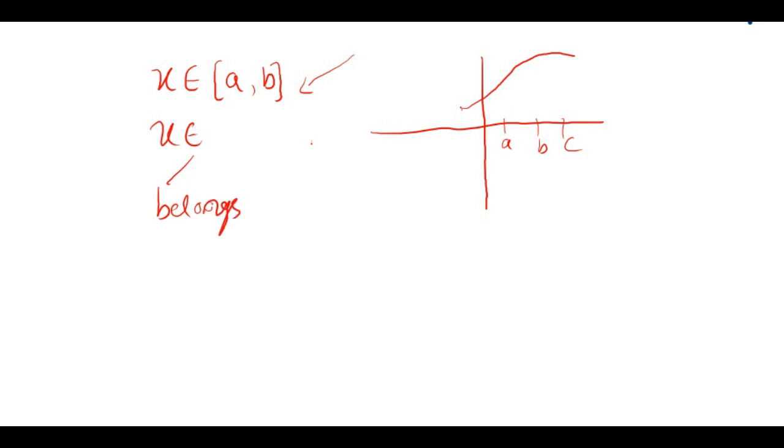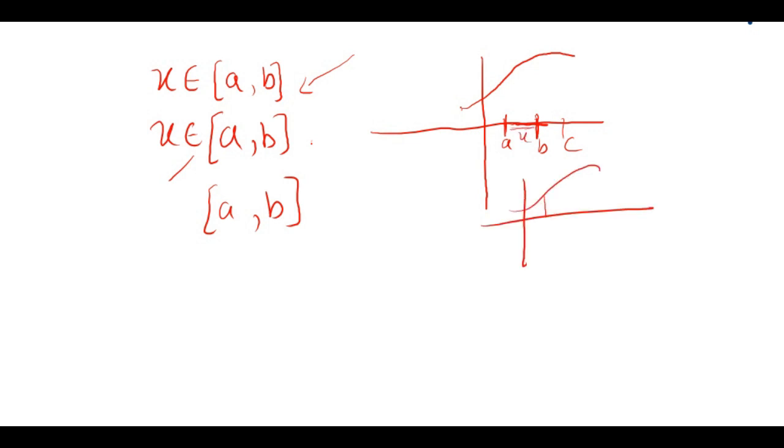When I'm saying x belongs to the interval between A and B, it refers to the interval, for example, these two points. That means x is a point somewhere between A and B.